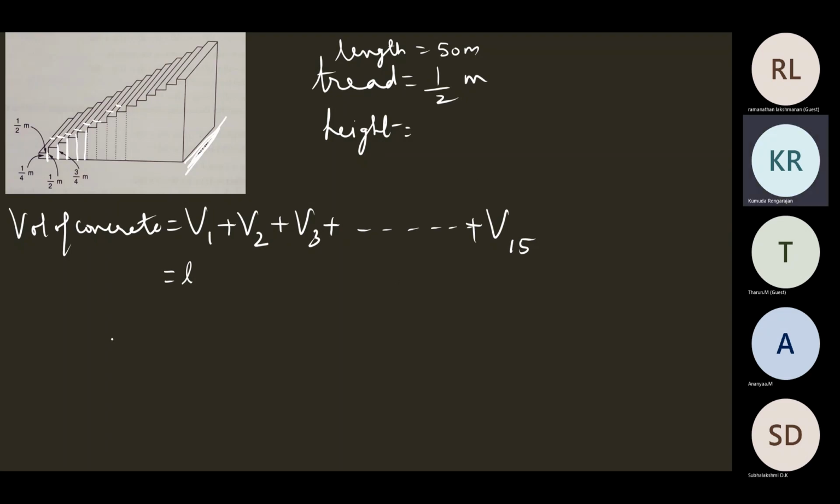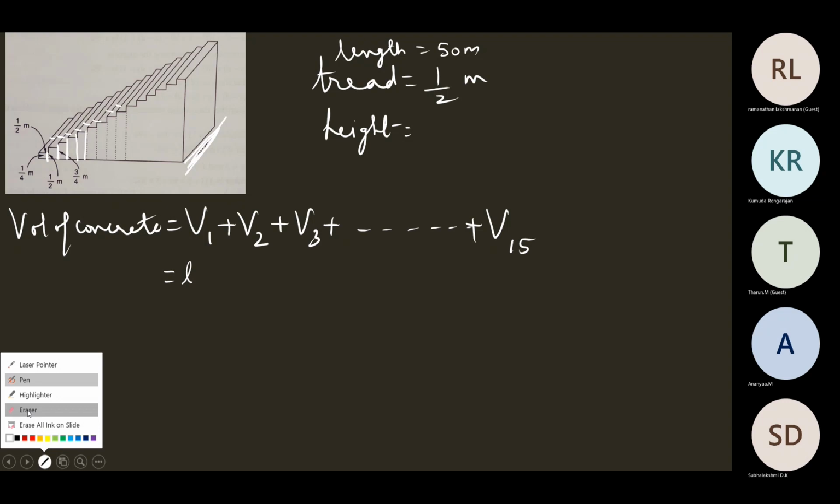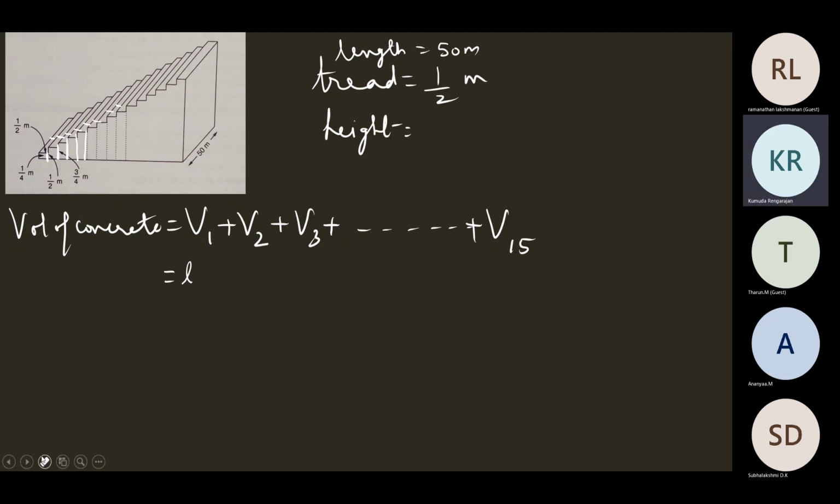The length is 50 meters for every cuboid. The breadth is half a meter for every cuboid. Breadth is where you sit. That is the same for every step. Height is the only thing that varies with every step. It keeps increasing.